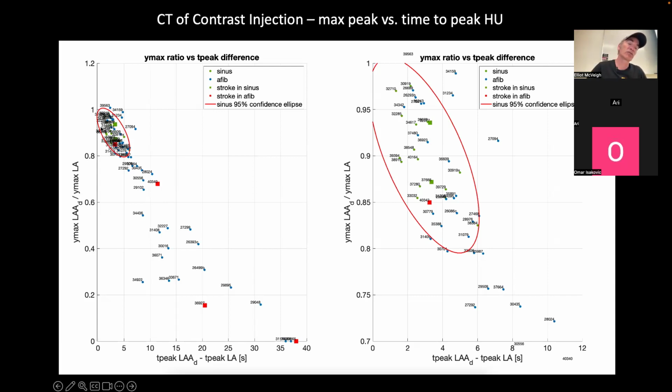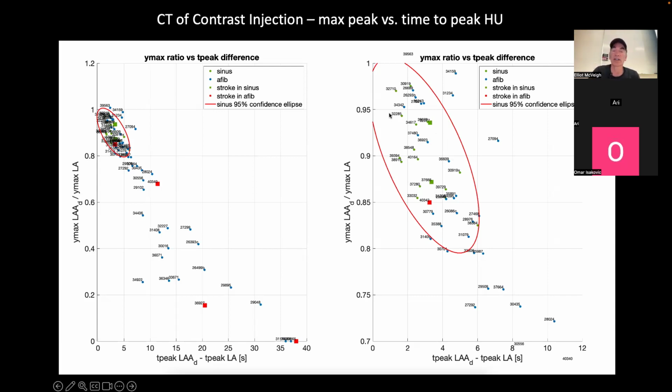Whereas the vast majority of people are all clustered here. So their left atrial appendage, even at its distal part, lights up within 2 seconds of the left atrium lighting up. So those folks, you have to look at them and say, they probably don't need any special consideration because the flow's going in and coming out just like that. They're almost normal.